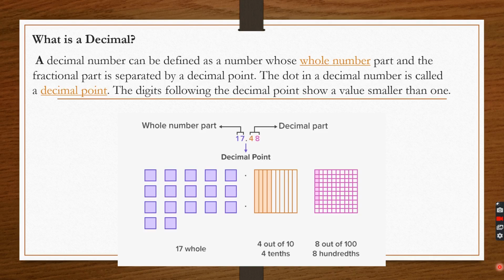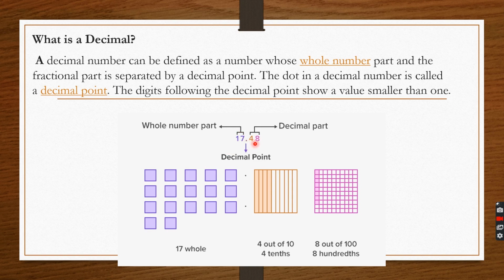A decimal number can be defined as a number whose whole number part and fractional part are separated by a decimal point. The dot in a decimal number is called a decimal point. The digits following the decimal point show a value smaller than 1. Now see this number 17.48. It is a decimal number. 17 is the whole number part and 48 is the decimal part.